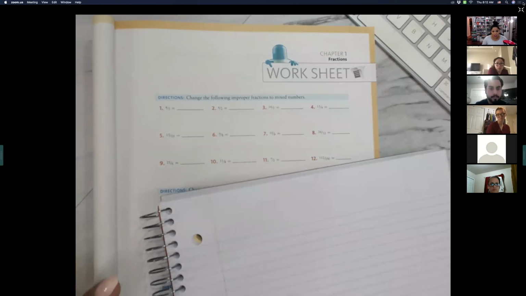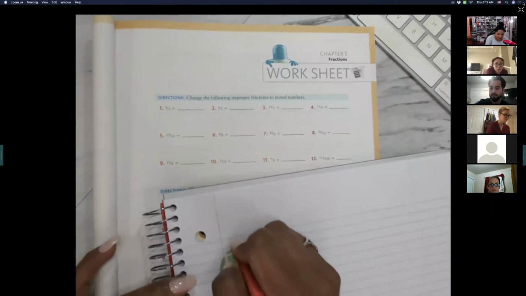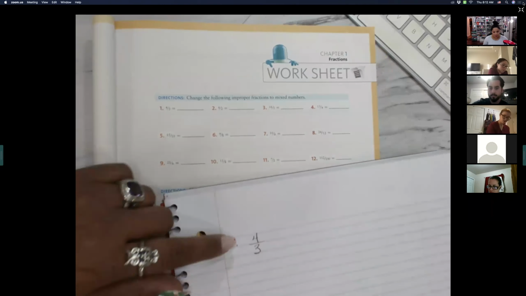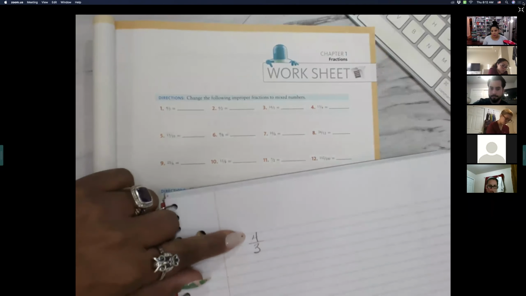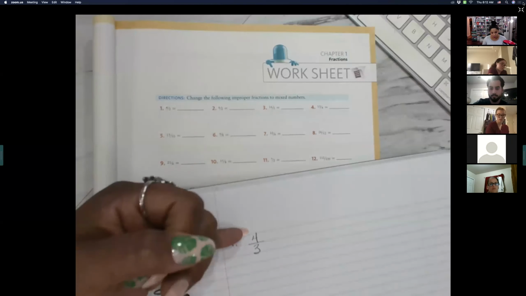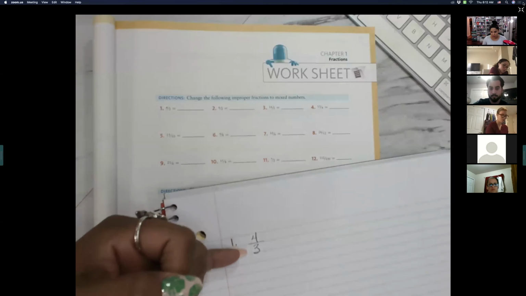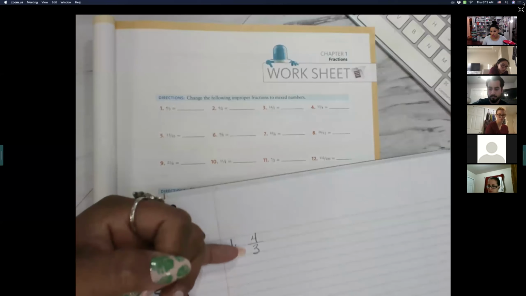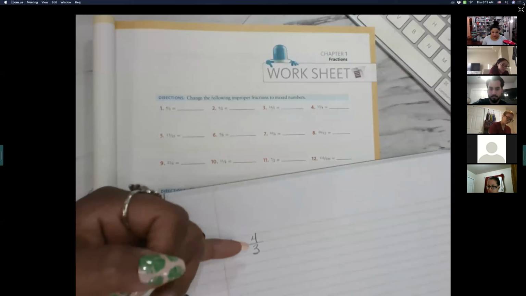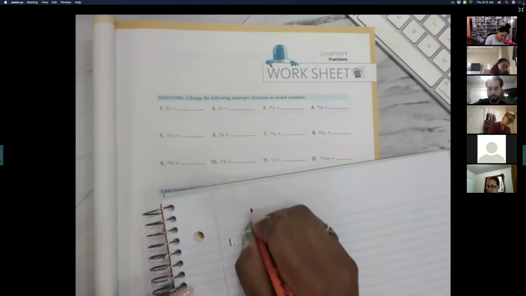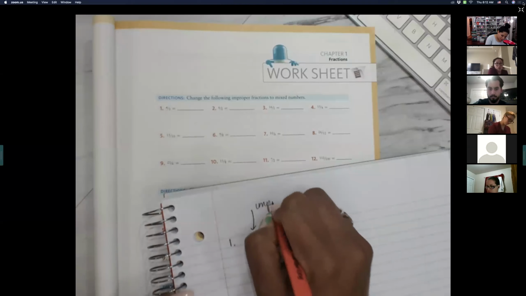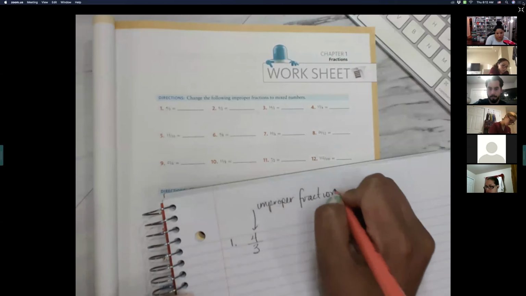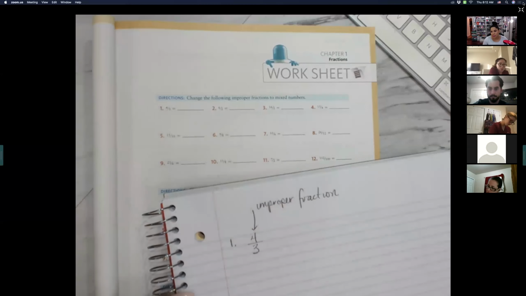Okay. So question 1 simply is asking, take the fraction 4/3. When your numerator, the number on top of your fraction, is larger than the denominator, this is an improper fraction, okay? So how are we going to change it into a mixed number?